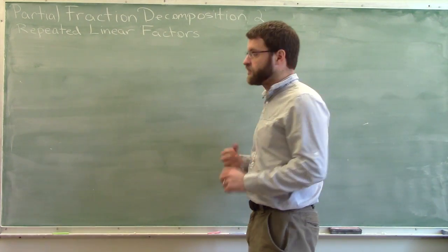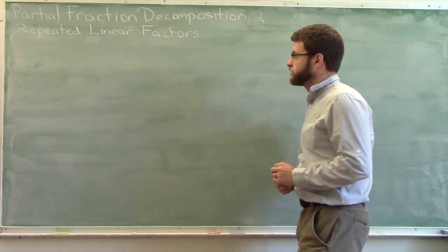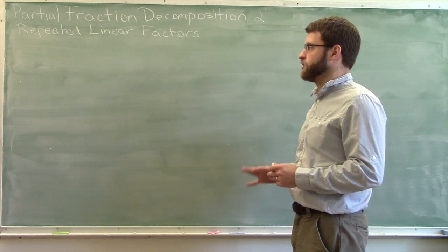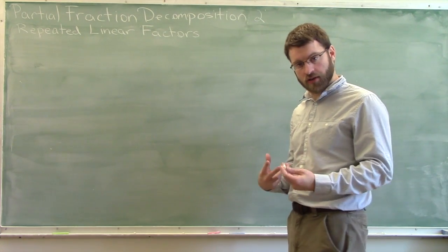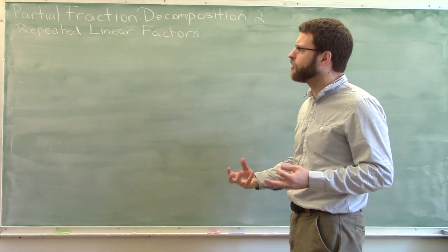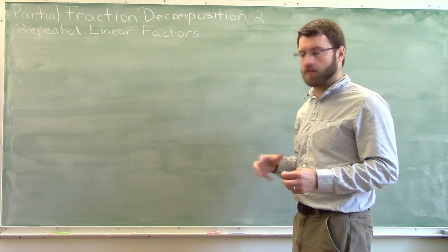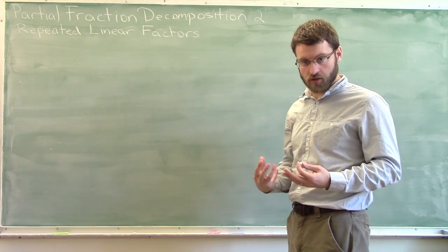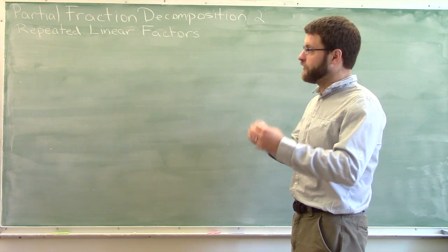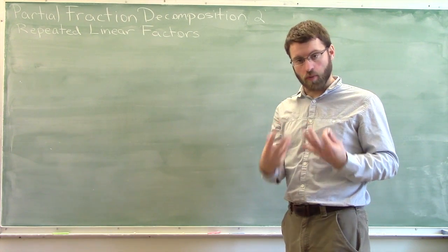In this video, we're going to continue our analysis of partial fraction decomposition. We're going to look at situations where the denominator of our rational expression that we're trying to break down has repeated linear factors. So let me give you a quick reminder of what the easiest partial fraction decompositions look like, and then we'll look at what happens when we include a repeated linear factor.